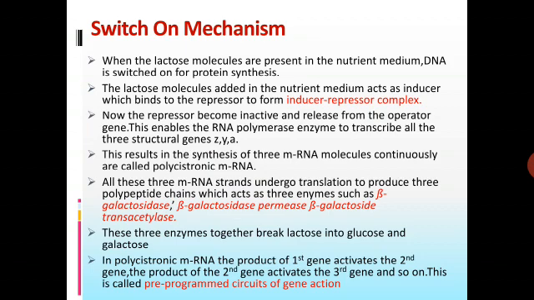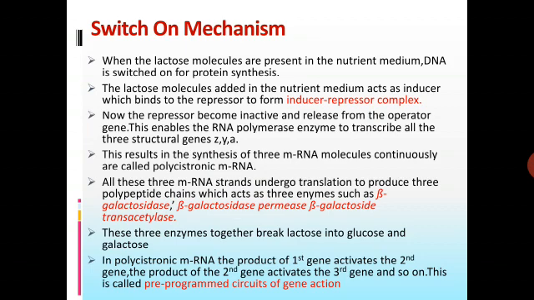Switch on mechanism. When the lactose molecules are present in the nutrient medium, DNA is switched on for protein synthesis. The lactose molecules added in the nutrient medium act as inducer, which binds to the repressor to form an inducer-repressor complex. Now the repressor becomes inactive and is released from the operator gene. This enables the RNA polymerase enzyme to transcribe all the 3 structural genes, that is Z, Y and A. This results in the synthesis of 3 mRNA molecules continuously, called polycistronic mRNA.